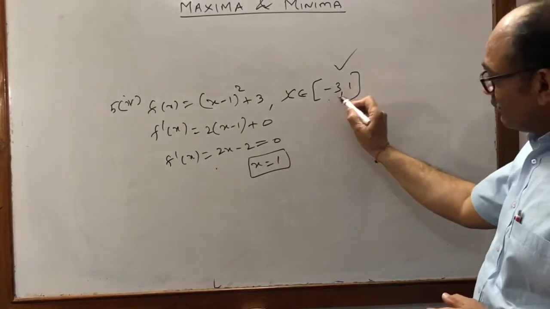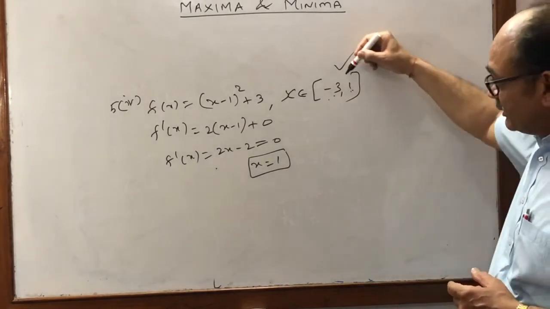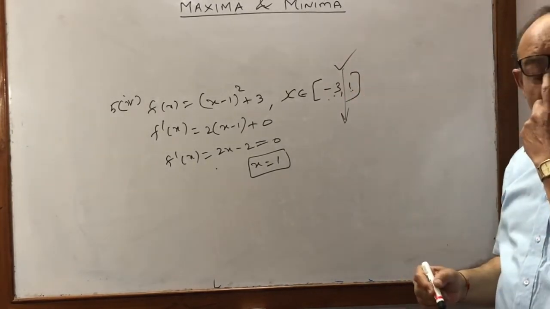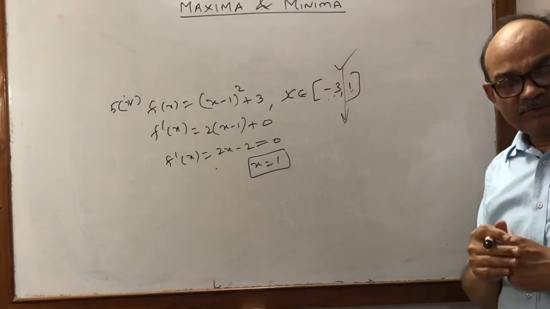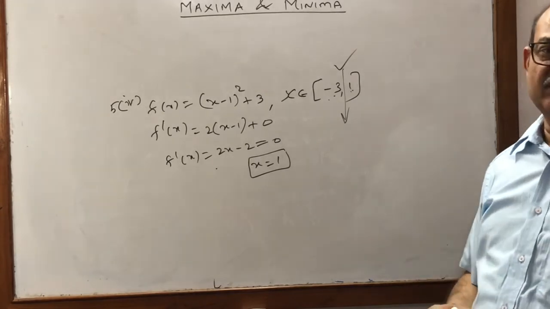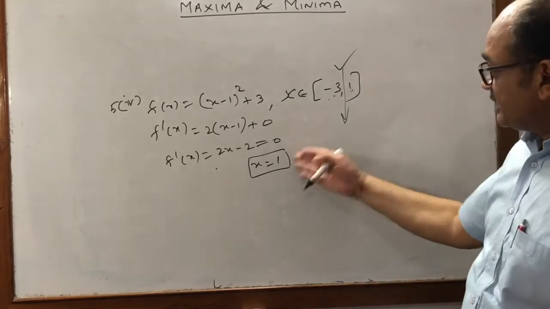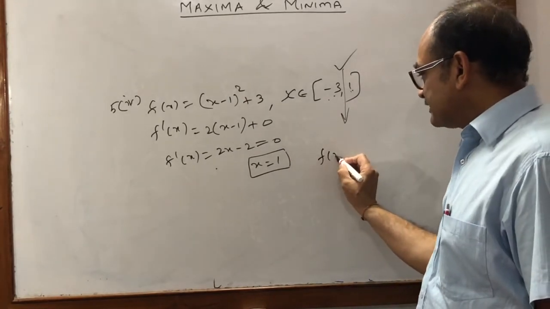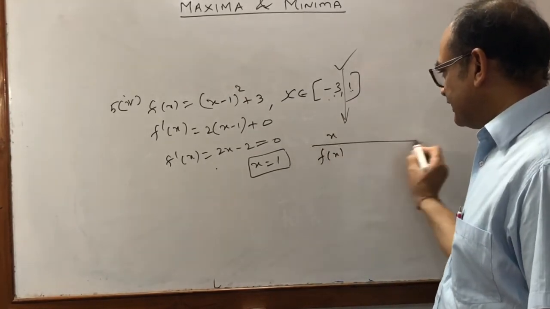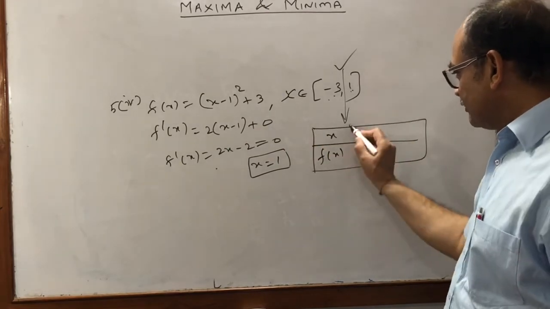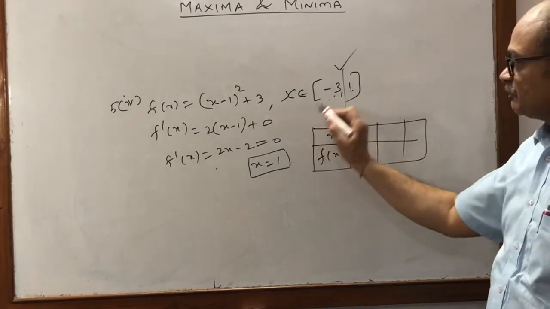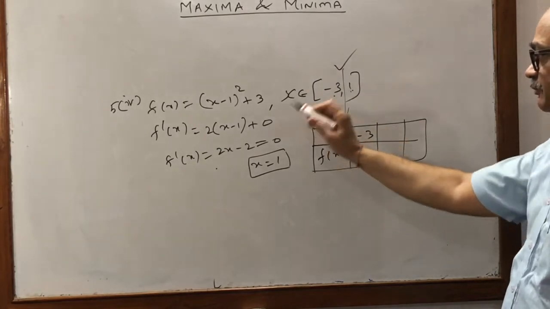Now we have to test only these 2 points because there is no value in between minus 3 and 1. If some value comes between minus 3 and 1, we have to test those particular critical points. But since 1 is here, now we have to check x and f(x). Simple table, and you will get the answer where we get the maximum value. Put x equals to minus 3. Then put x equals to 1.